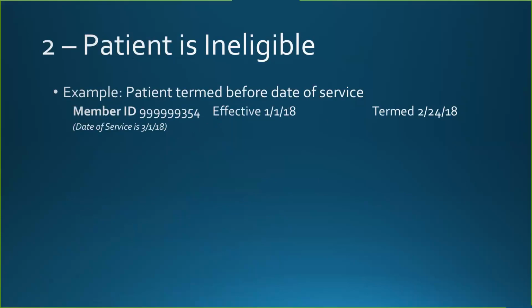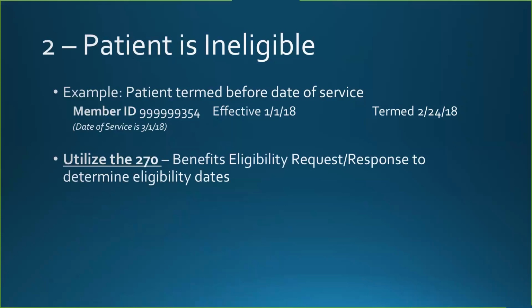So the best solution I have for this is the 270-271 benefits and eligibility request and response. If you are not utilizing the 270, please reach out to your software vendor or clearinghouse and look into it. It is a very robust transaction that was mandated as a part of the ACA. So what you do is you can send this as a real-time transaction, and if you send it real-time, within 20 seconds, you will have a response. Now, it is within 20 seconds 90% of the time, but that's still pretty remarkable.